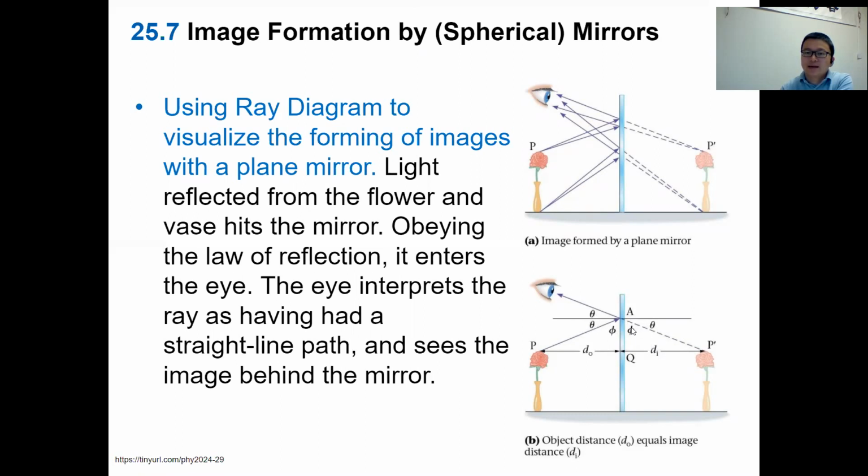Then this phi and this phi will be the same. Okay, then these 2 angles are the same, so these 2 triangles are the same triangles here. So then DI will be equal to DO. Okay, in that case, you can also see the size of the image will be the same.